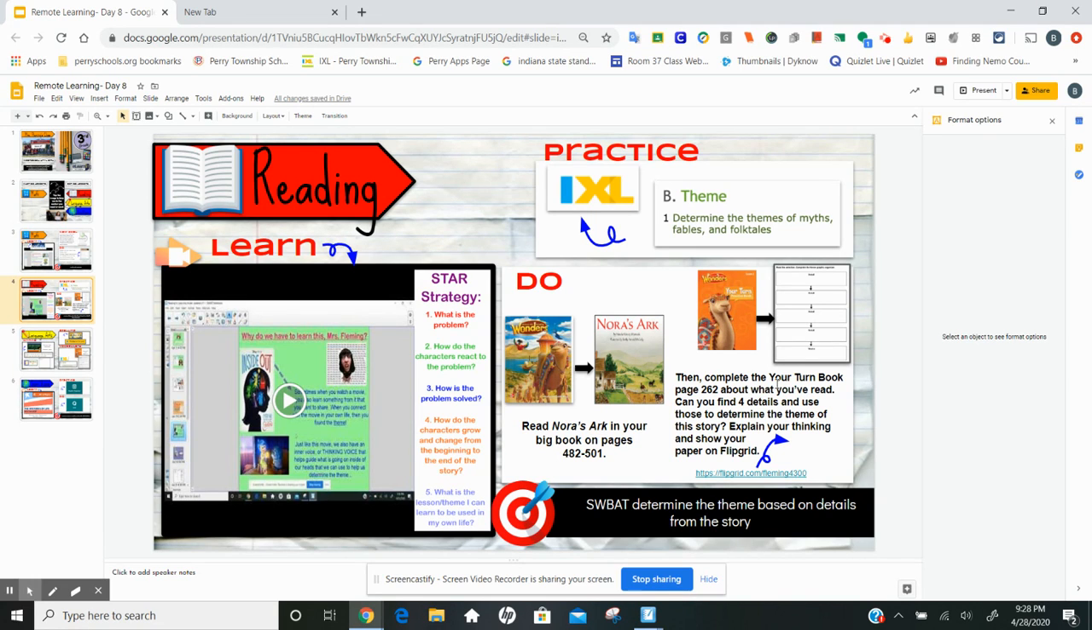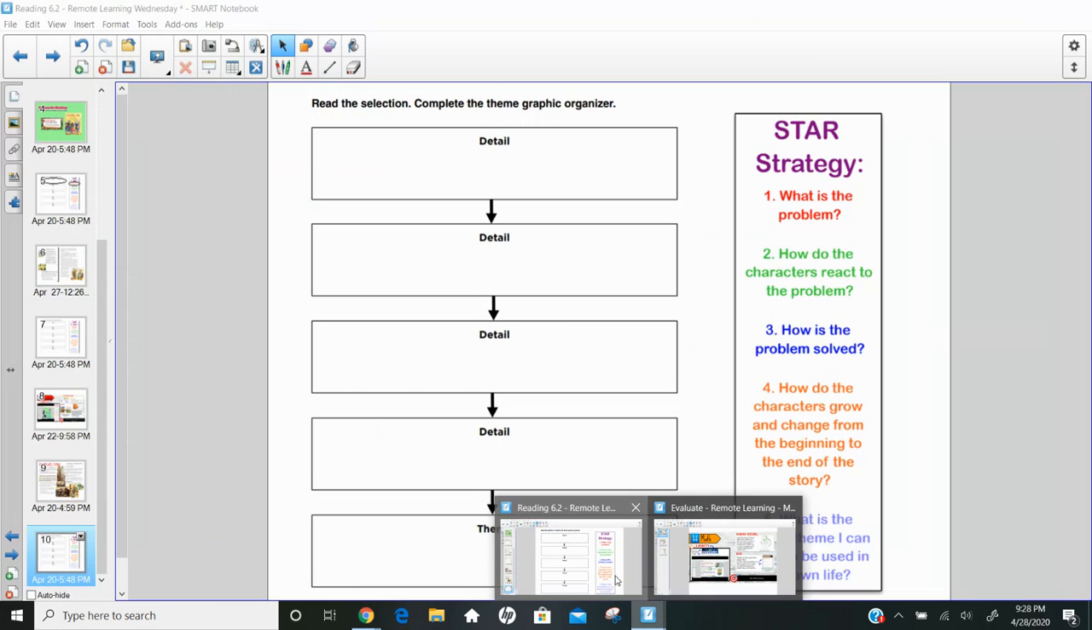And so you are going to be completing this graphic organizer again, just like you did last Wednesday. That's in your turn book. We're going to be using the star strategy again to help us, and you're going to be practicing the theme on IXL. Now, I know this was something that you did last week, but this week maybe you can try to do it again and maybe get a better score this time or earn even more points with IXL. So let's go ahead and look at how we can determine the theme with this new story this week.